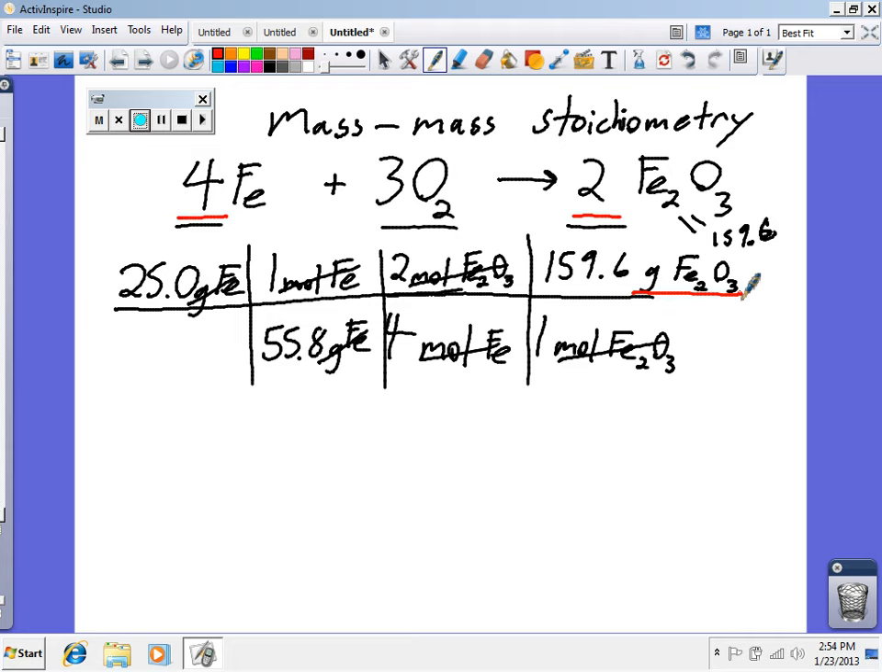So the last step in any dimensional analysis problem is we multiply everything together on top, and we end up with 7,900.